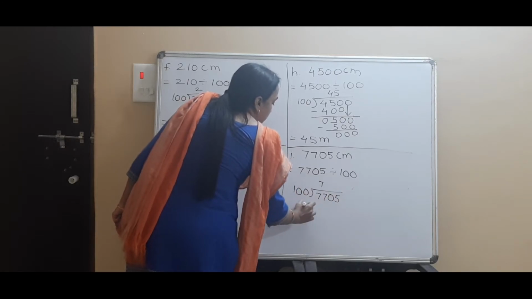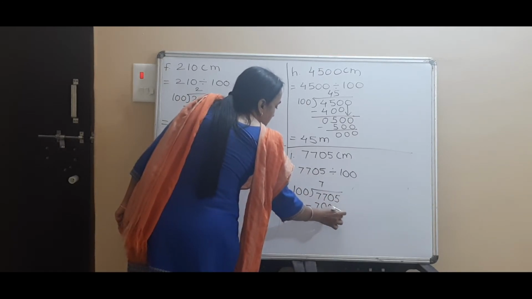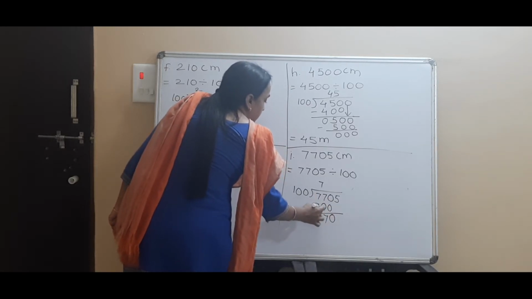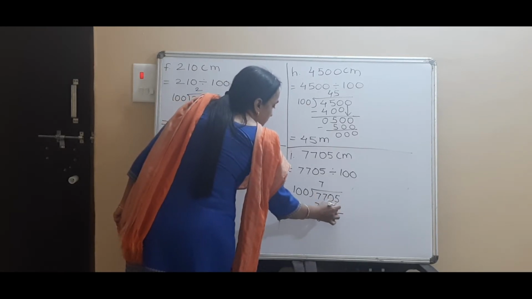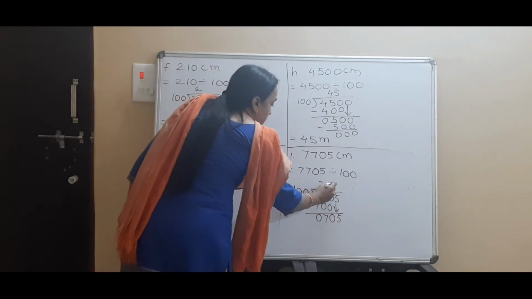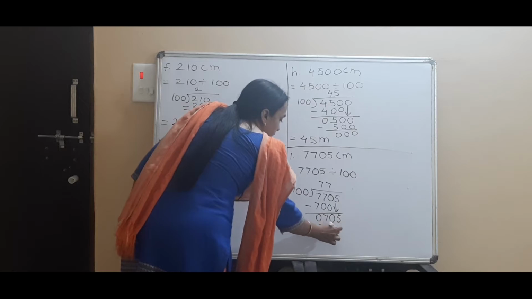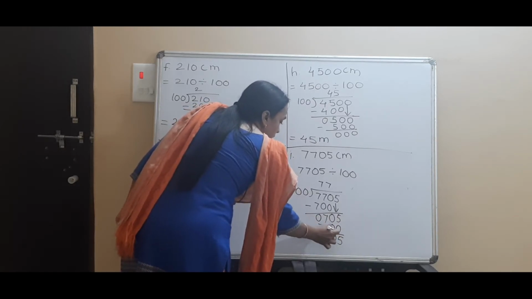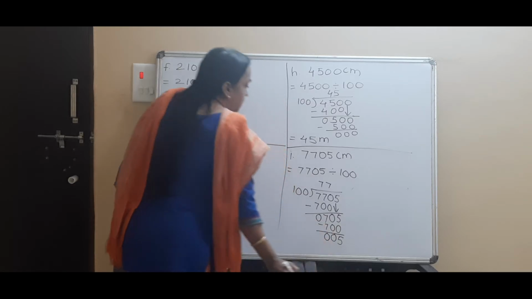So 100 sevens are how much? 700. 0 minus 0, 0. 7 minus 0, 7. 7 minus 7, 0. Break this 5 down. Again, 100 sevens are how much? 700. 5 minus 0, 5. 0 minus 0, 0. 7 minus 7, 0.